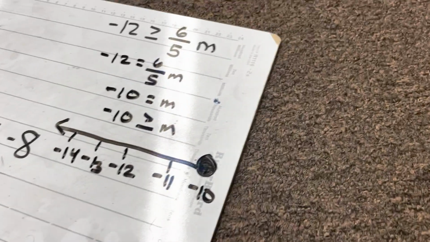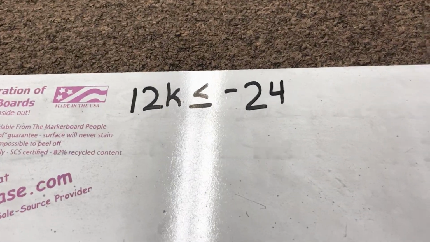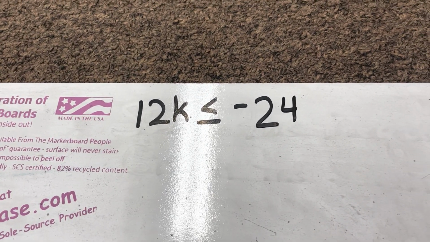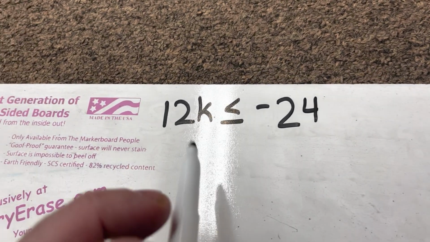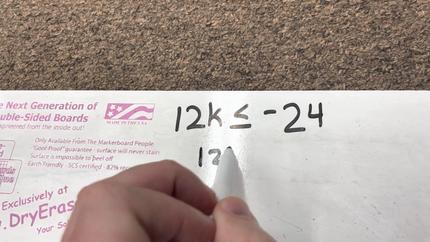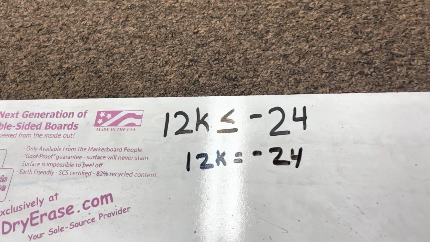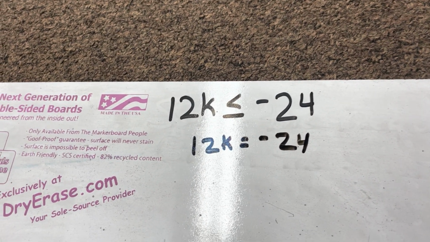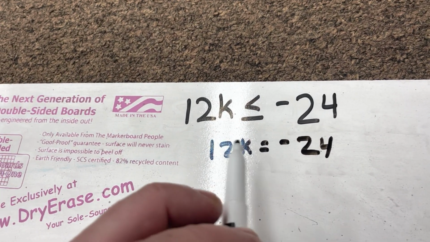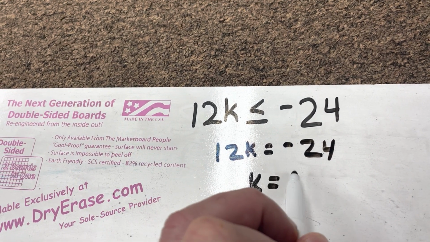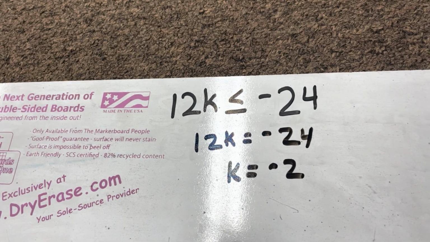All right, just a few more. This is kind of a tricky concept, but you're smart people, so you can handle it. 12k is less than or equal to negative 24. Well, it's going to be 12k is equal to negative 24, okay? And then I'm going to take everything and divide it by 12. Negative 24 divided by 12, that can be mental math. K equals negative 2.